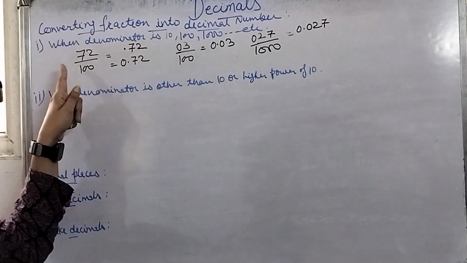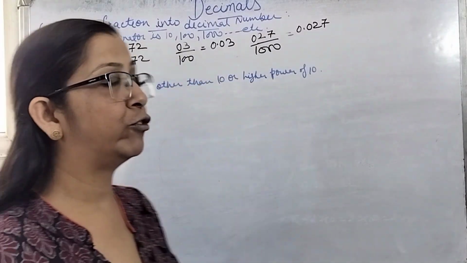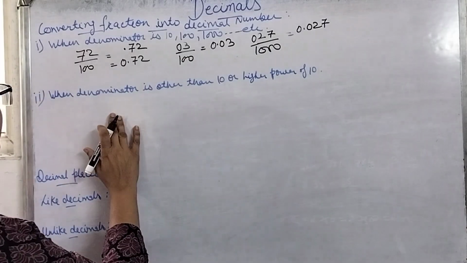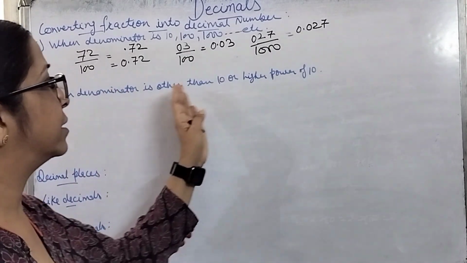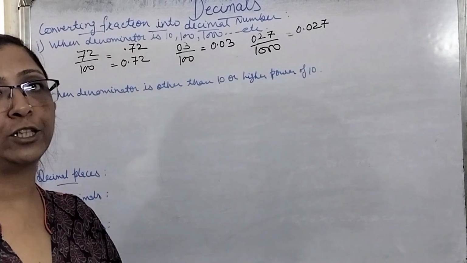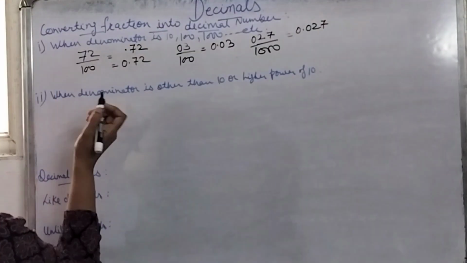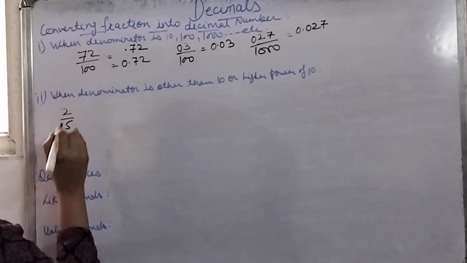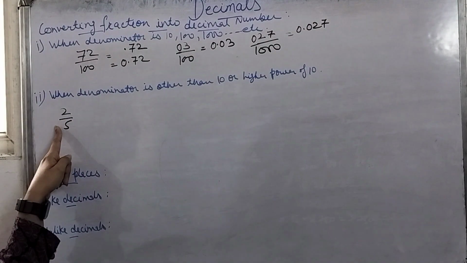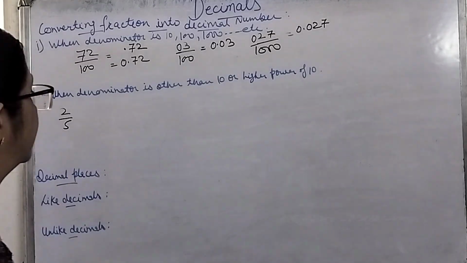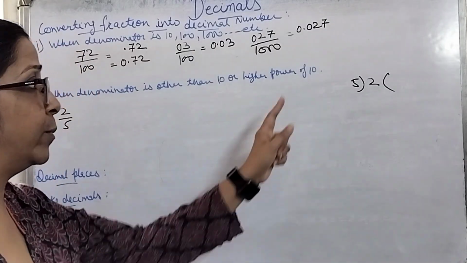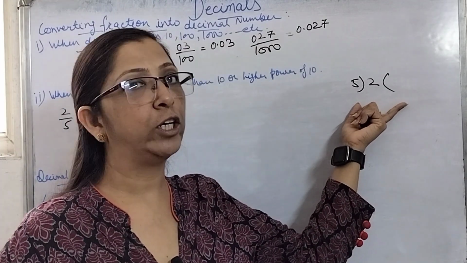If the denominator is either 10 or a higher power of 10, it can easily be converted into a decimal number. The other condition is when the denominator is other than 10 or a higher power of 10. How can such fractions be converted into decimal numbers? Suppose your number is 2 upon 5. Here 2 is the dividend and 5 is the divisor. If we divide it, it will be converted into a decimal number.